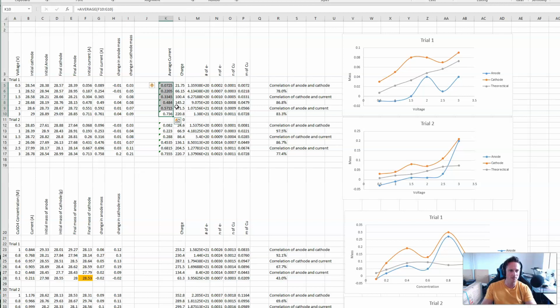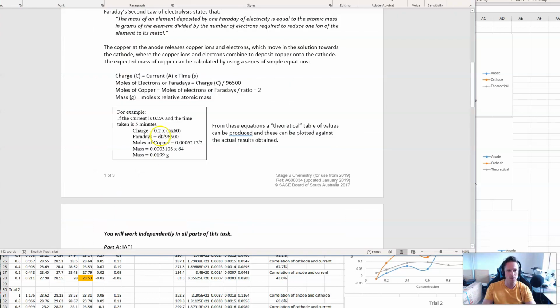Now that current is going to fluctuate, and that average might not best represent what it was throughout the whole 5 minutes, but that's a pretty good representation of our average current. So the charge is that multiplied by the time, so how long we had it on there for. So 300 seconds is 5 minutes.